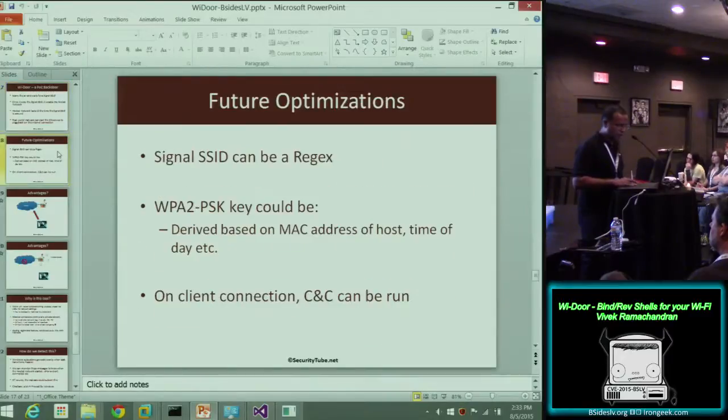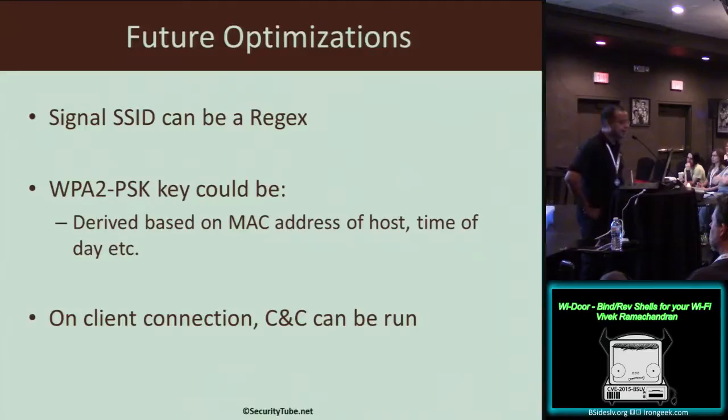Now, what are the other things which can be done? You could make the signal SSID a regular expression, right? Does not need to be hard-coded. You could probably even make it a function of the MAC address, right? So you can be clever, just like most malware are now, when deciding which domain names to use to connect back to their command and control. All the same principles apply. I mean, this is no different. Same goes for the key as well.